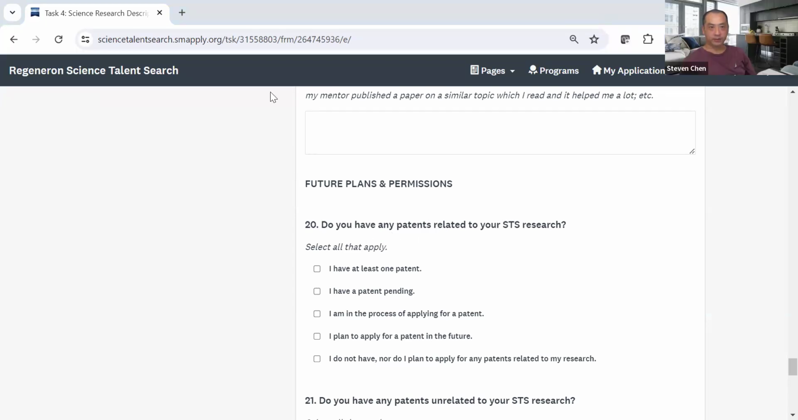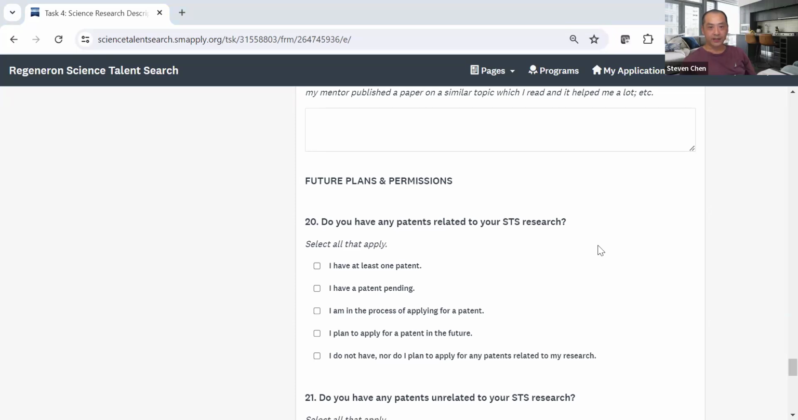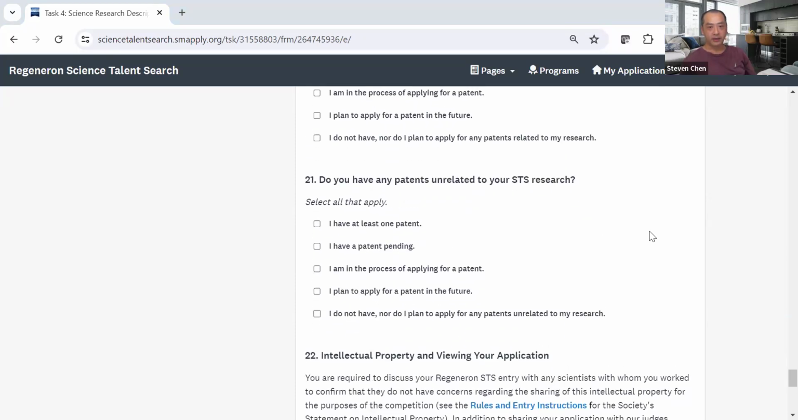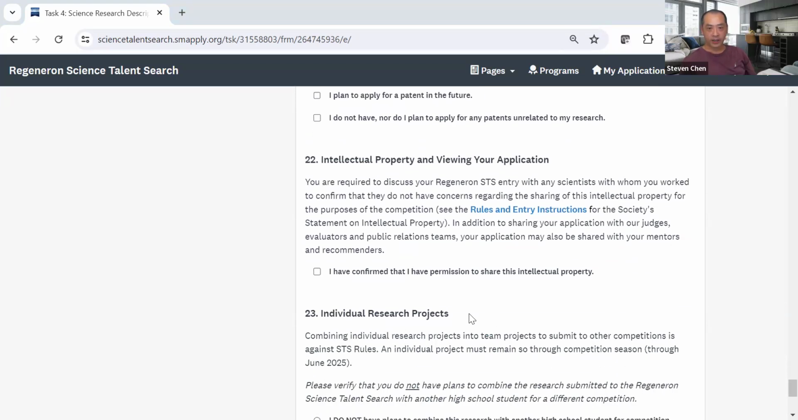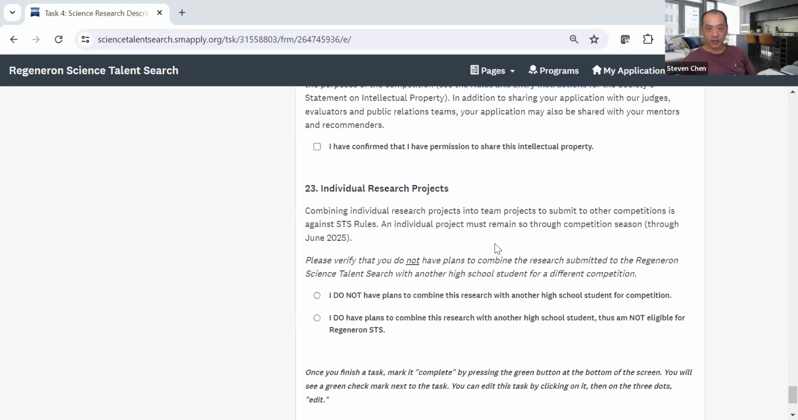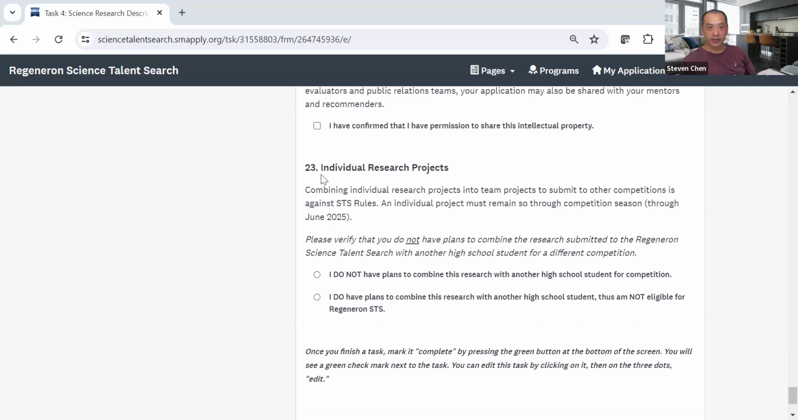Okay, for this one, you need to write down your patent, if you have one, and enter the information here. Again, here, for the individual research project, it explicitly verifies that. This is crucial.